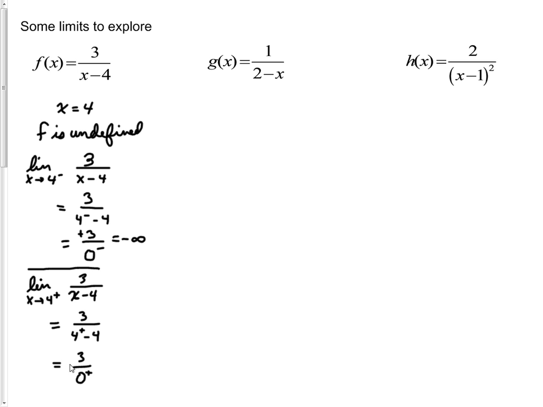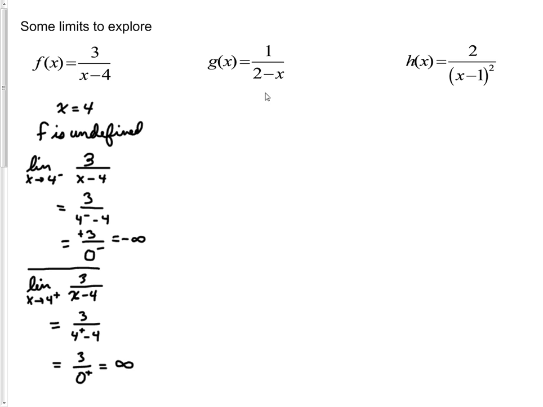Well, now we've got a positive number divided by a positive number. We know that whenever we have a number that's approaching values that get close to 0 in the denominator, we tend towards infinity or negative infinity. And so we're going to identify and say this is positive infinity. So as x approaches 4 from the left, we go to negative infinity. As x approaches 4 from the right, we go to positive infinity.